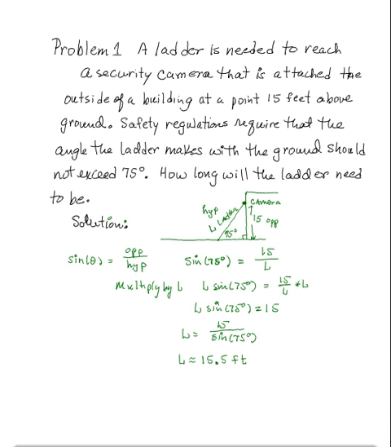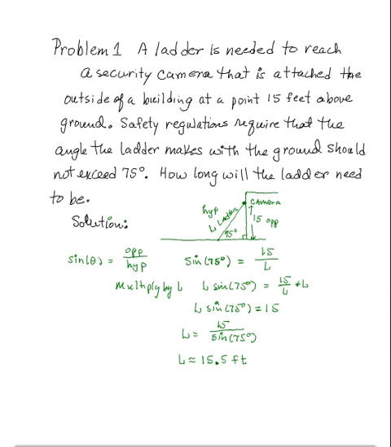The ladder could be longer, and that means that the person climbing the ladder would be able to put it at a lesser angle than 75 degrees. But at the very least, we need a ladder that's 15.5 feet. And this would be the end of problem 1.